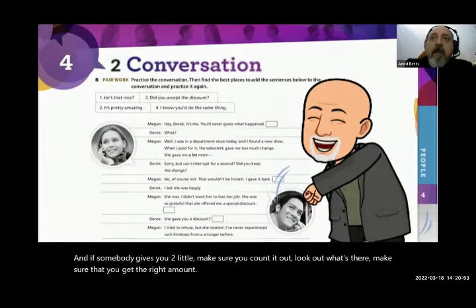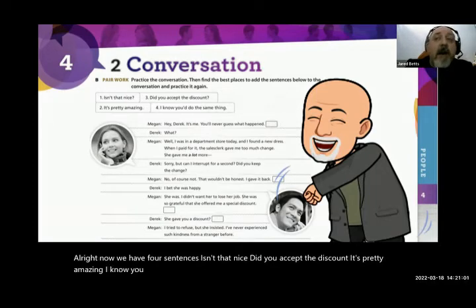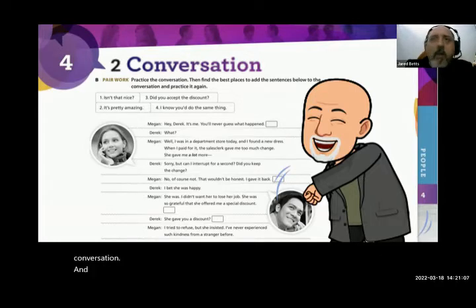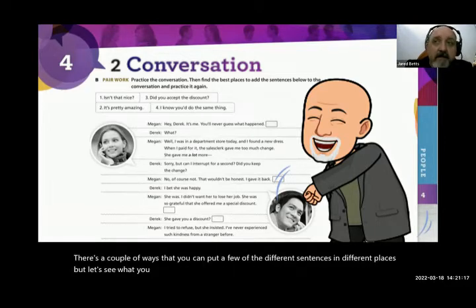All right, now we have 4 sentences. Isn't that nice? Did you accept the discount? It's pretty amazing. I know you do the same thing. Try putting them into the right places in this conversation. And there's only really one way that all the sentences can go in there. There's a couple ways that you can put a few of the different sentences in different places, but let's see what you can come up with.